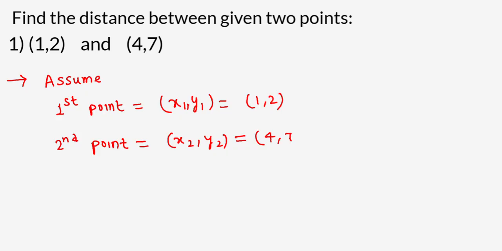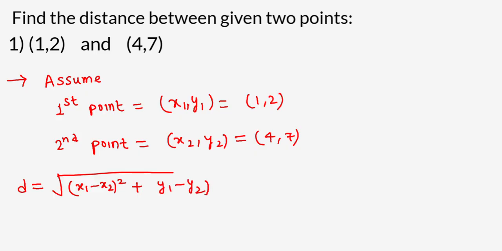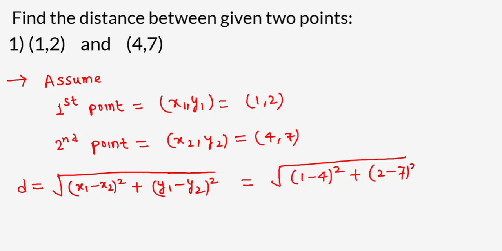that is 4, 7. So there is one formula to find the distance between 2 points, and that is the square root of (x1 minus x2) squared plus (y1 minus y2) squared. Simply put the values of x1, x2, y1, y2 here. So we can write the square root of (1 minus 4) squared plus (2 minus 7) squared.